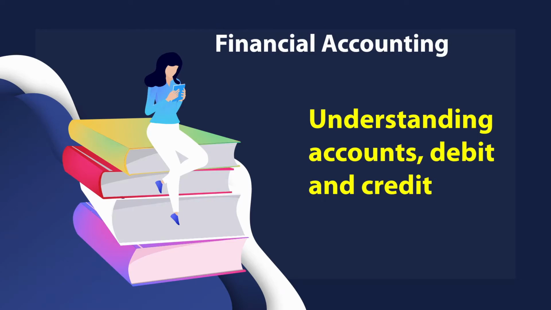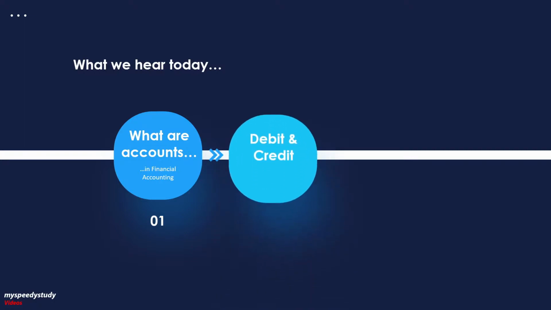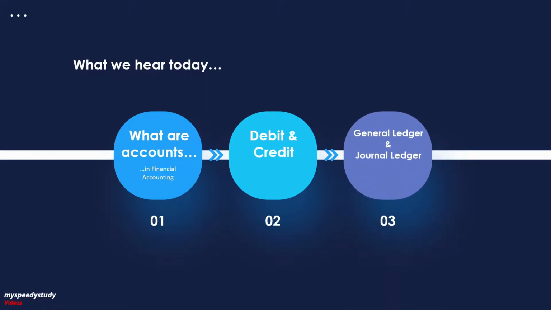So we'll have to talk about what accounts are and how they work, how you get your head around the debit and credit thing in financial accounting, and we'll also make a quick snack of what accountants call a general ledger and a journal ledger.